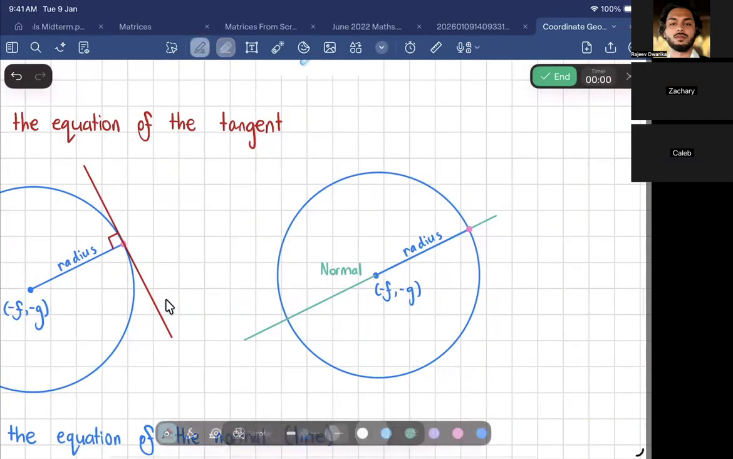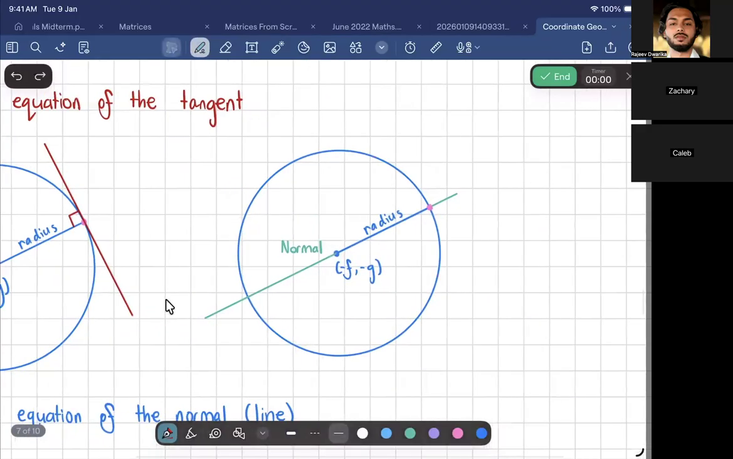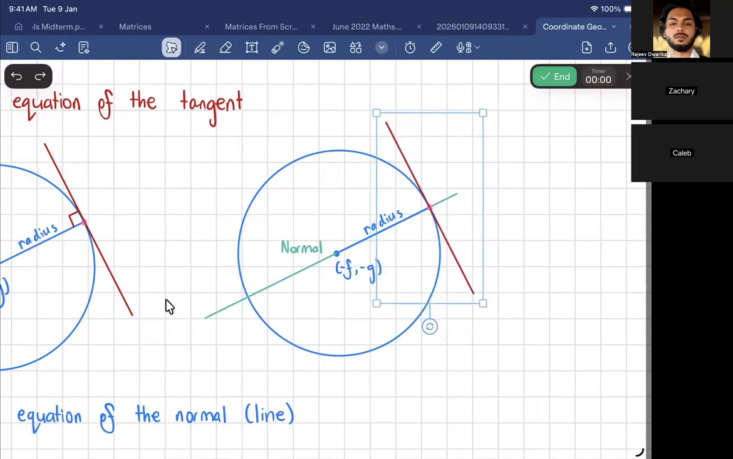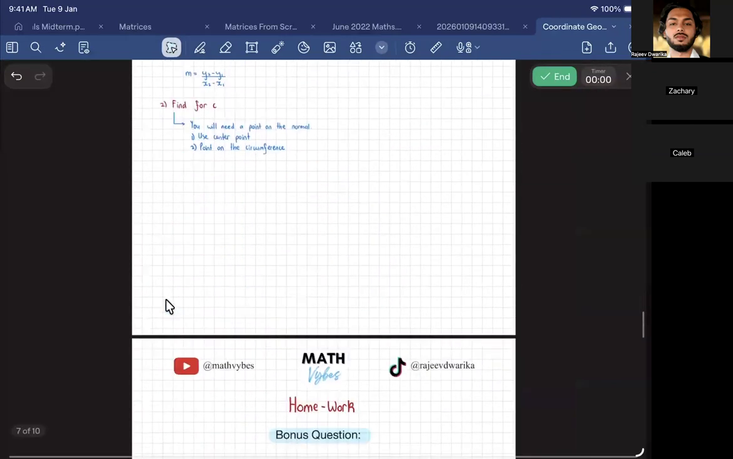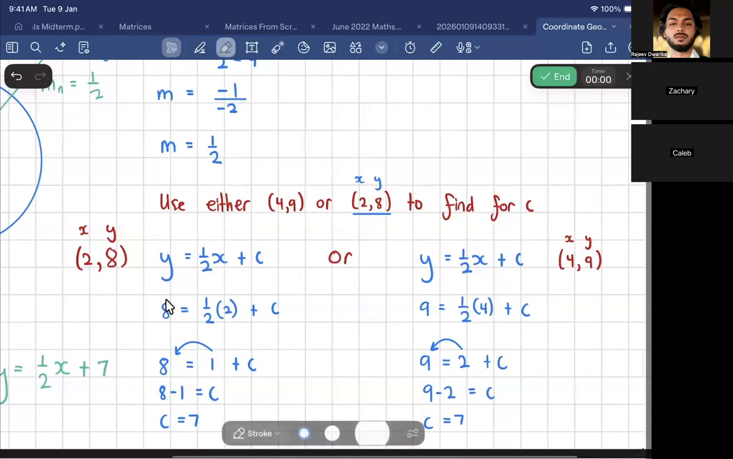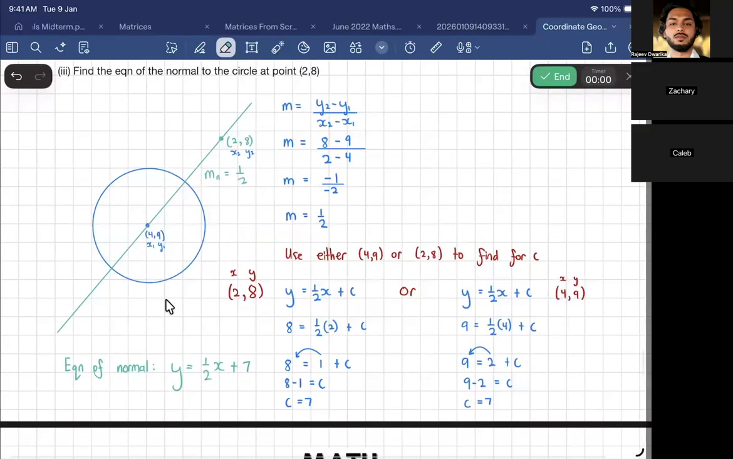Now I'm going to repeat the same process over here. You really have to be careful with this tangent thing. Do you see how in the last question we could have used either (4, 9) or (2, 8) and get the exact same answer? The only reason that worked is because both of those points were on the normal. Exactly, Caleb. In the last question, it worked because both (4, 9) and (2, 8) were on the normal.